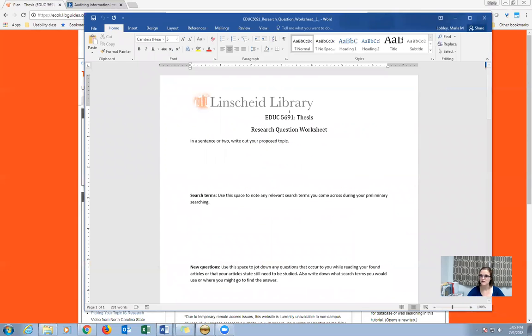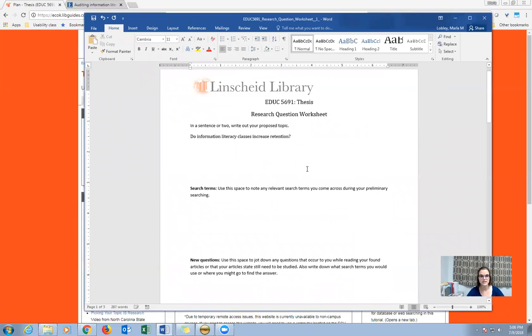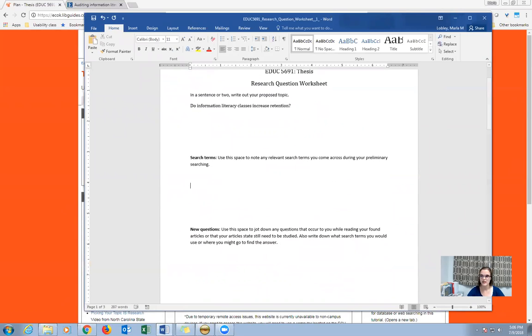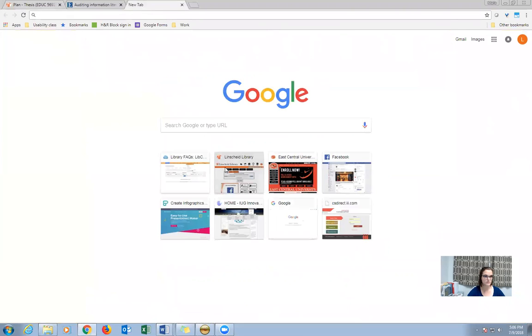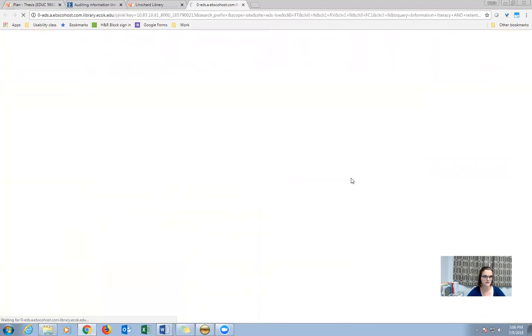So my initial topic for today will be, do information literacy classes, which is what I'm teaching right now, does that increase retention at a university or the graduation rates? So there is my question, and my search term is going to be, starting out, information literacy and retention. So I'm going to go ahead and go to the library homepage and type that in the search box. Here we go.